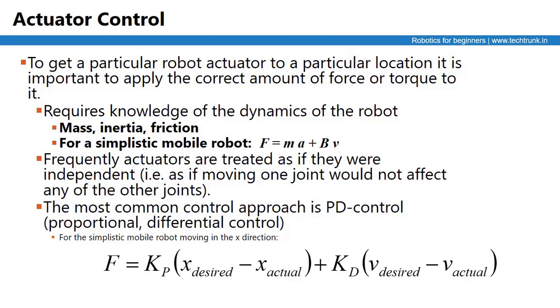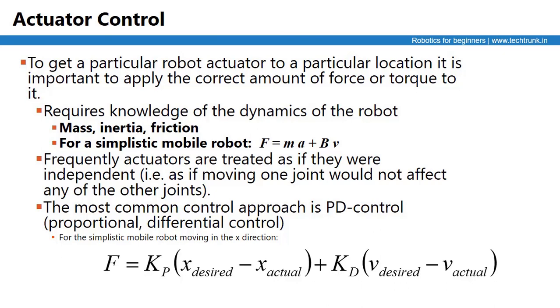For a simplistic mobile robot, F equals ma plus bv, where actuators are treated as if they were independent, as if moving one joint would not affect any other joint. But generally moving one joint is going to shift the center of mass and affect another joint as well, and that is going to change the amount of torque on another joint or another motor in the robotic system. So the most common control approach is PID, but the most common approach we use is PD control, that is proportional differential control.